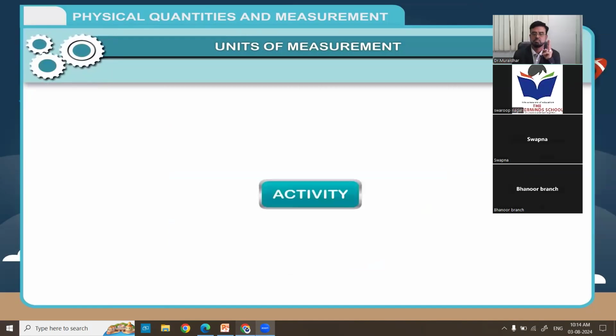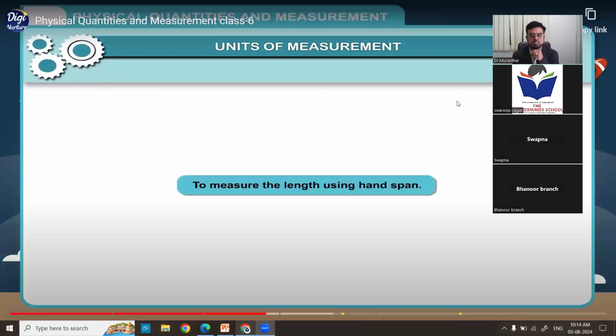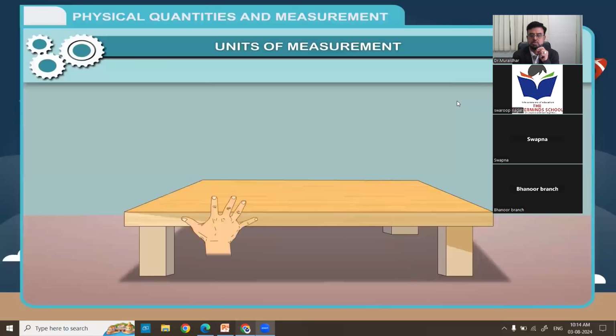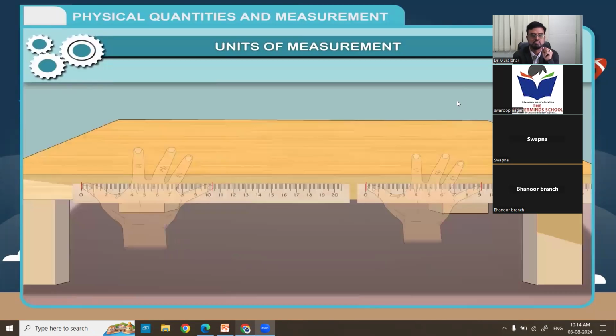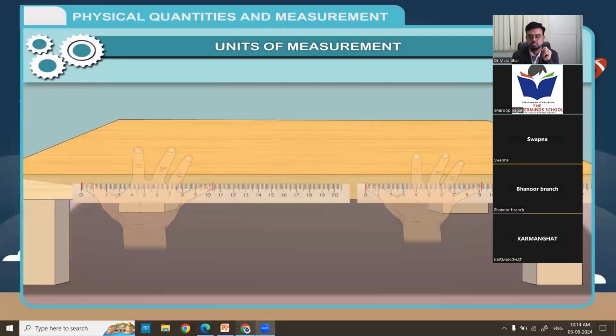Activity. To measure the length using handspan. Use your handspan to measure the length of the table. Now, ask your friend to use his handspan to measure the length. You will notice that there is a difference between the two measurements. Therefore, for reliable and accurate measurement, we need the standard units of measurement.